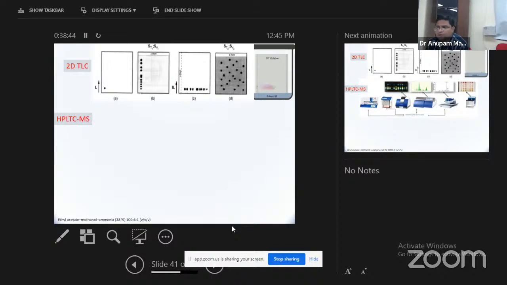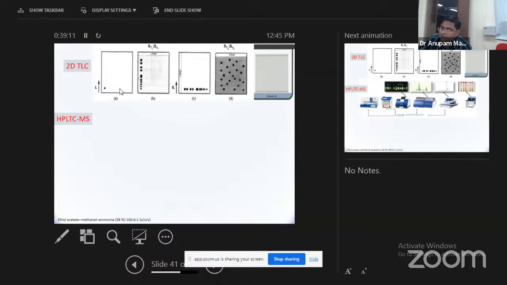What is 2D TLC? Two-dimensional TLC. First, you run your plate in the vertical direction, after that you rotate your plate by 90 degrees, so that you will get a plate like this. It gives better separation. Sometimes there is a very complex mixture, enantiomers and stereoisomers, and you are not getting separation on the TLC plate. Then you can use the 2D plate.